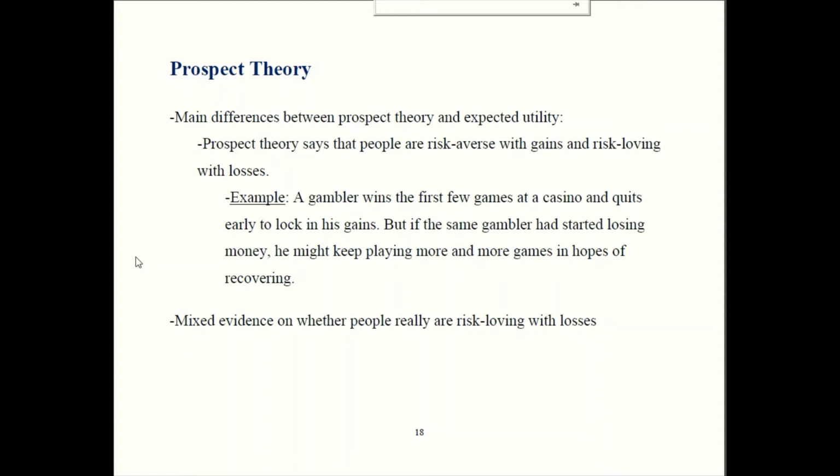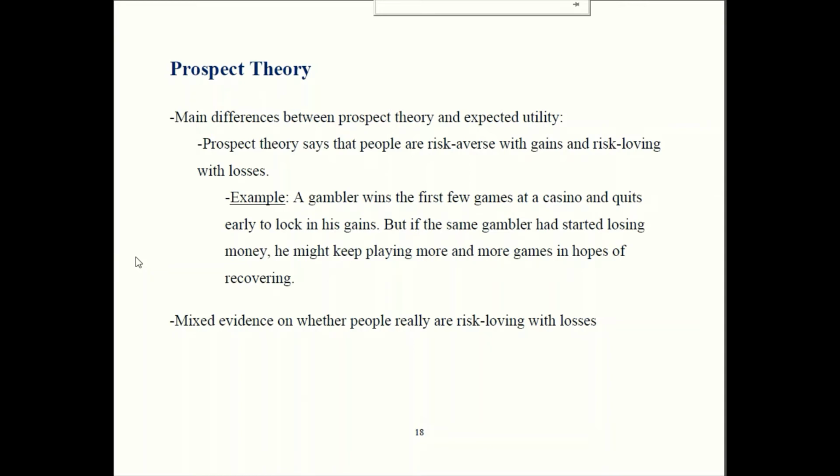On the other hand, if our gambler starts losing money, he's not very happy about that. He decides to keep gambling more and more and more. He's going to stay there all night and try to win back what he lost and break even. And maybe he gets hooked on this and gets addicted to gambling. So a story like that, which sounds reasonable, is consistent with prospect theory.